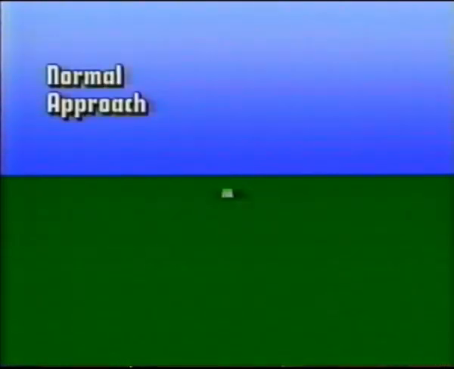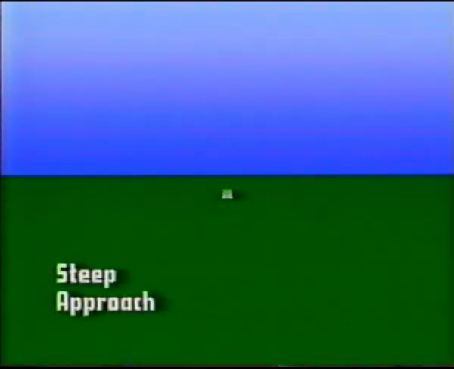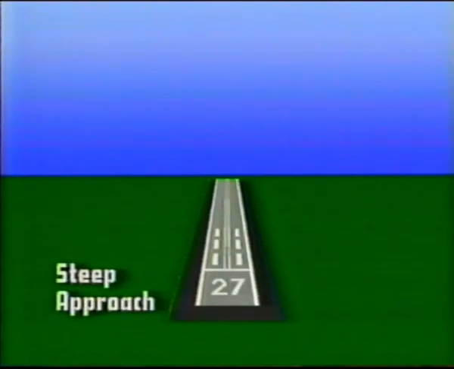To visually maintain your approach, use the perspective method. When viewed from the pilot's seat, the runway appears wider at the approach end than the opposite end. If the approach angle is constant, the runway does not change shape. If you steepen your approach angle, the runway appears to get longer and narrower. Conversely, if the angle becomes more shallow, the runway looks like it is getting shorter and wider.